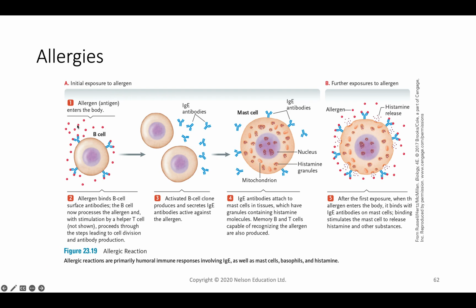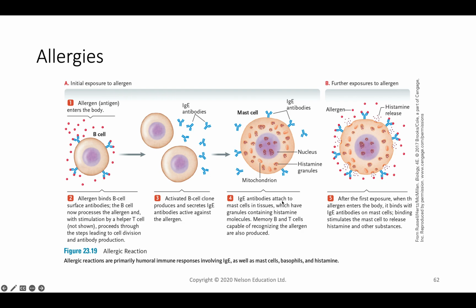Okay, so here's the allergen, the antigen that enters into the body. It's going to bind to the antibodies on the surface of the B cells, and then the B cells are going to process that antigen and create antibodies. So once the B cells create antibodies against that, in this case an IgE molecule, they're going to secrete those antibodies, and those are going to help cause an immune response against that allergen.